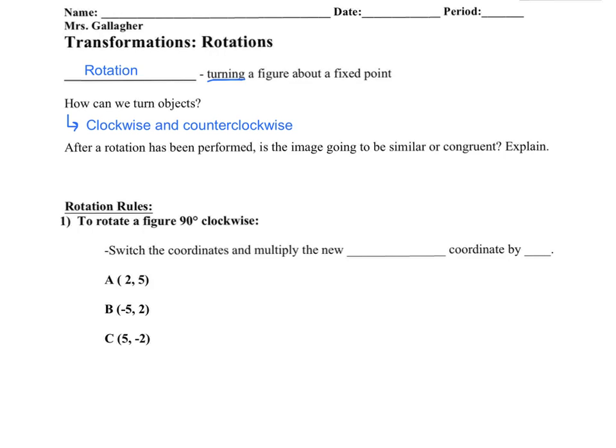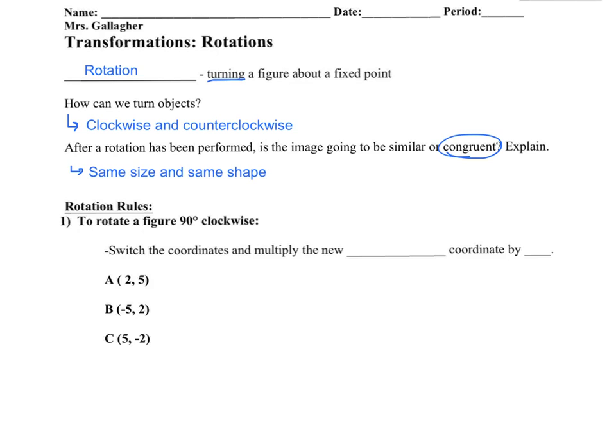After a rotation has been performed, is the image going to be similar or congruent? For a rotation, it's going to be congruent because it's going to be the same size and same shape.